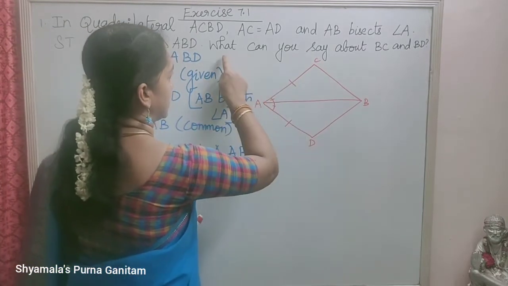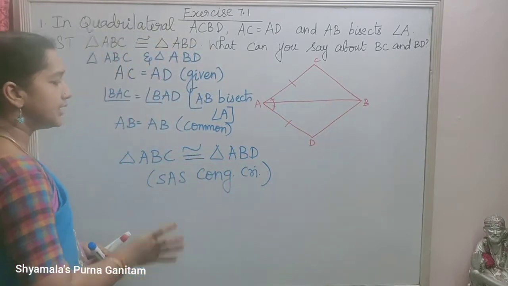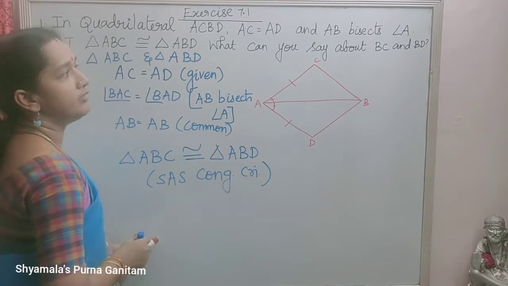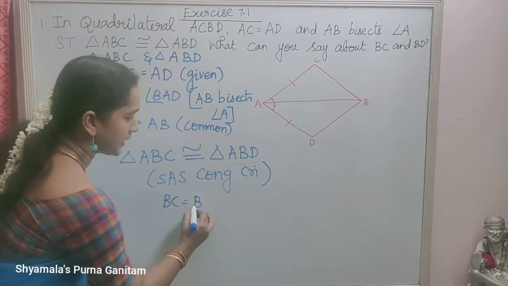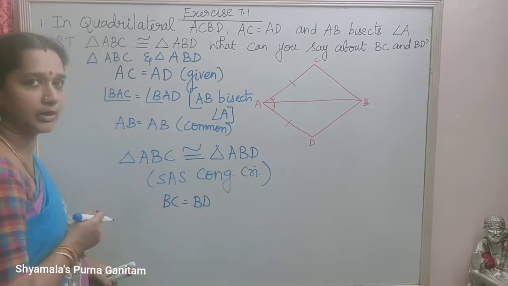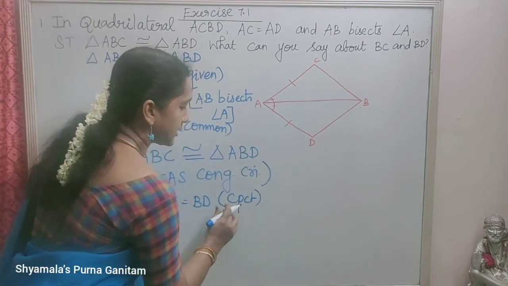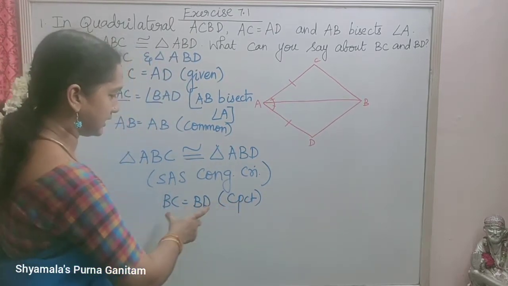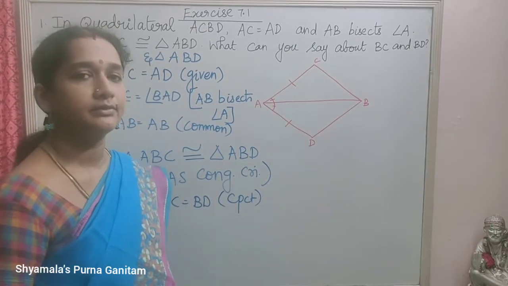One more question is there. What can you say about BC and BD? Since we have proved that both the triangles are congruent, we can say BC is equal to BD. How can you say this? BC is equal to BD by CPCT, that is corresponding parts of congruent triangles. So by the CPCT, we can say that BC is equal to BD.